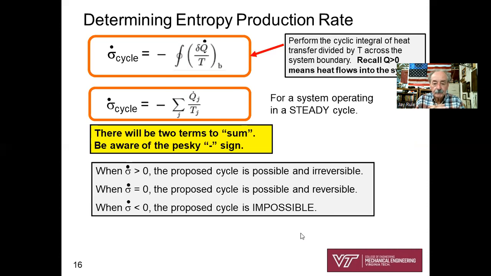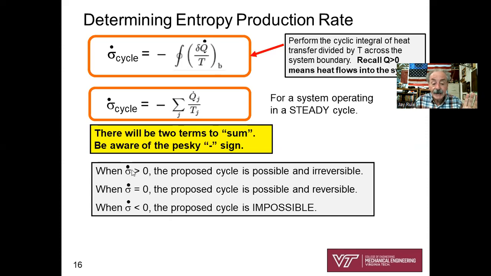Okay, determining the entropy production rate. Here's our governing equation, and this is actionable in terms of our little sketch. You see how the integral turns into the sum of all the heat transfers. In our case, for a traditional power plant or a traditional refrigerator, we've got two things to sum up, Q dot divided by T. Okay, and the same drill.